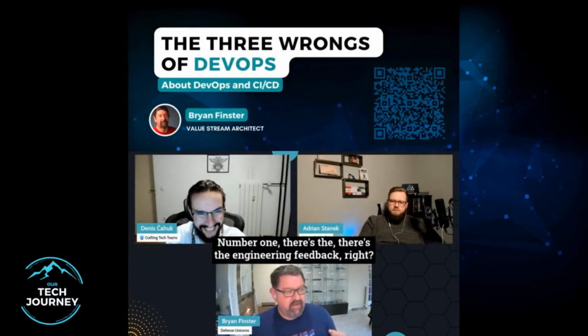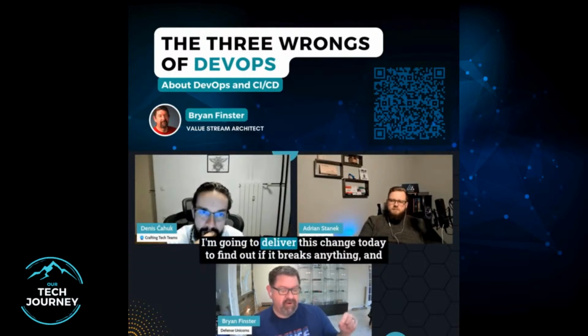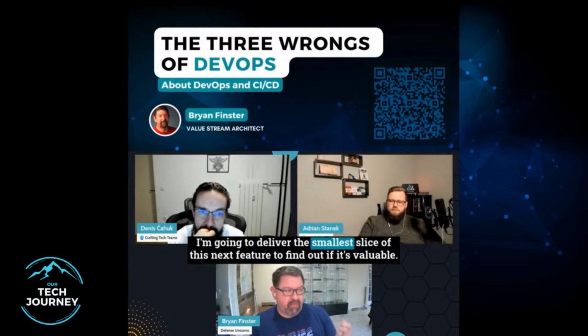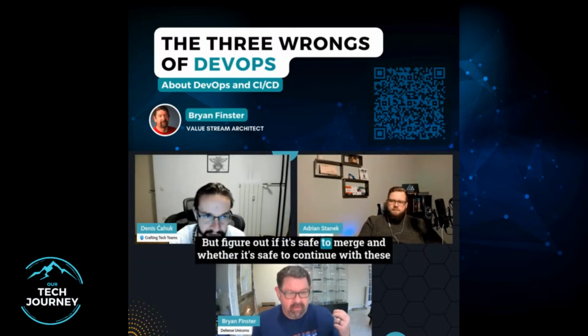There's two kinds of feedback. Number one, there's the engineering feedback, right? Okay, I'm going to deliver this change today to find out if it breaks anything. And then there's the business feedback. I'm going to deliver the smallest slice of this next feature to find out if it's valuable, and get feedback. But figure out if it's safe to merge and whether it's safe to continue with these requirements.